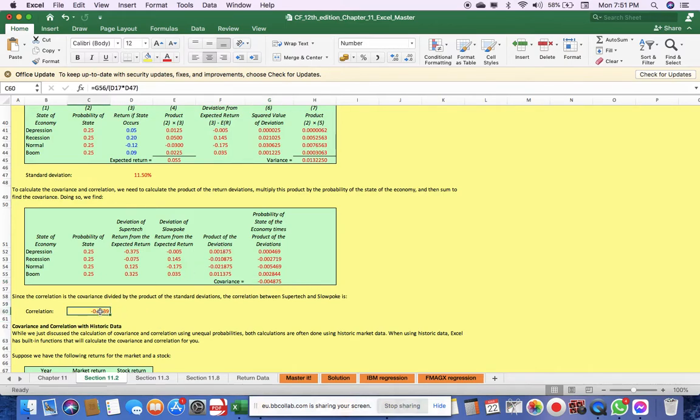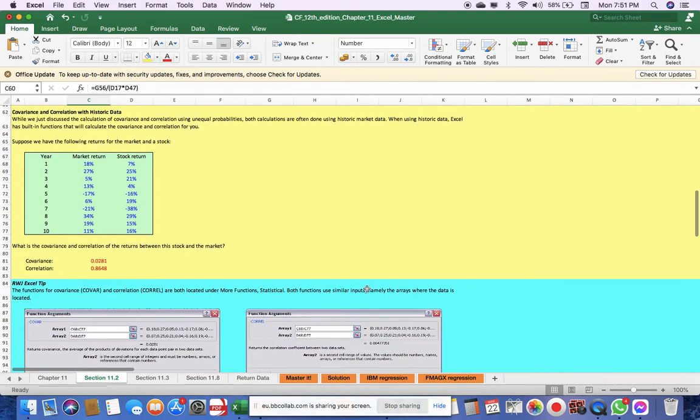Then you can calculate the correlation. Correlation is equal to covariance divided by the standard deviation of Supertech multiplied by the standard deviation of Slowpoke. We calculated it here because different economic conditions and probabilities are assigned here. So you have to calculate the standard deviation, calculate the correlation, calculate the covariance.